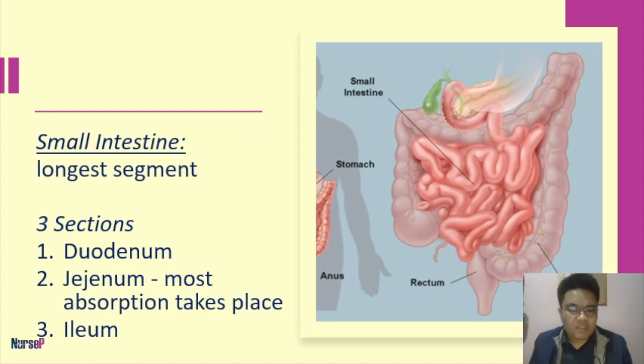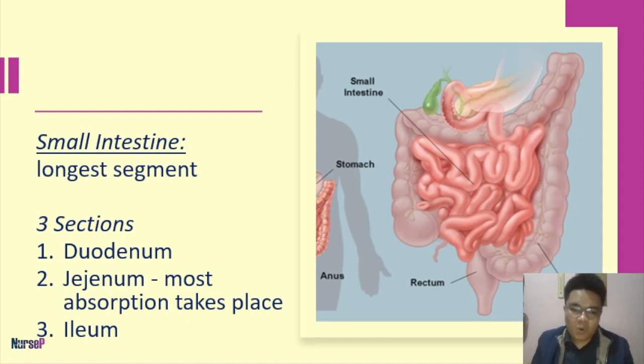Now, the next part is your small intestine. As previously mentioned, it is considered to be the longest segment. There are 3 sections for your small intestine. So you have your duodenum, your jejunum, and then you also have your ileum. So your jejunum is considered to be the part of your small intestine where most of the absorption takes place. That's why if ever there will be a problem with the jejunum, we will have problems with the nutrients received and absorbed by our body because that is where most of the absorption would take place.